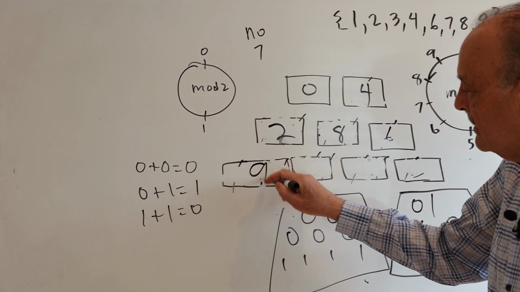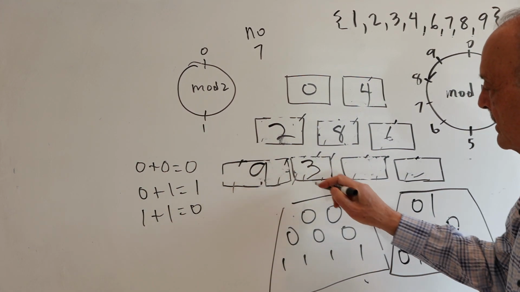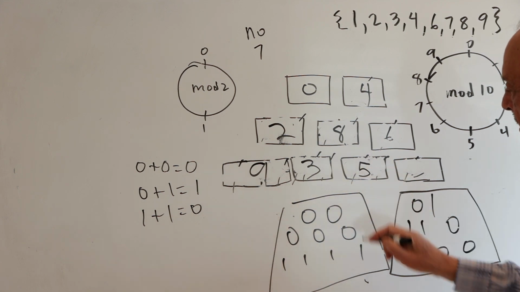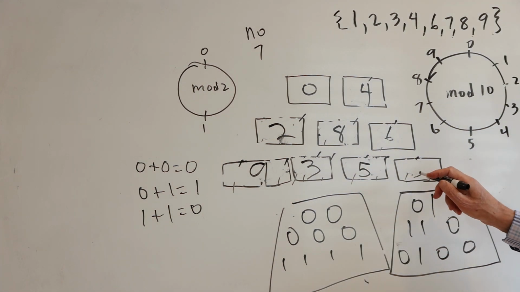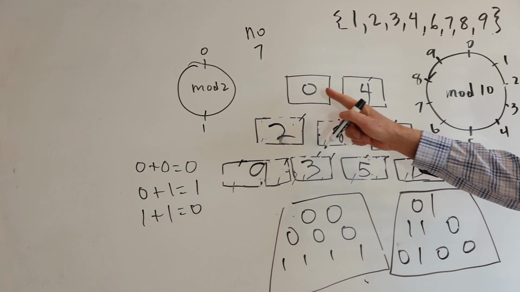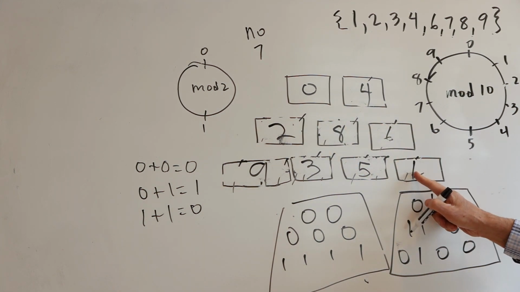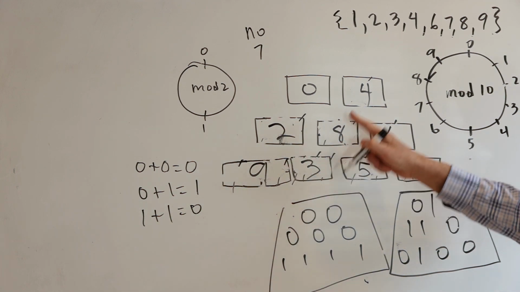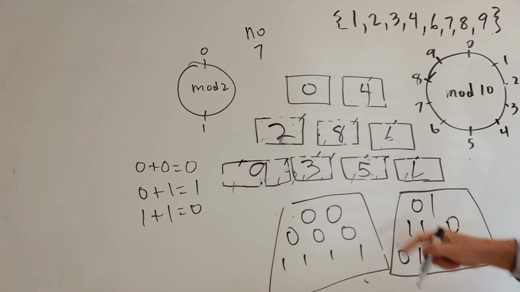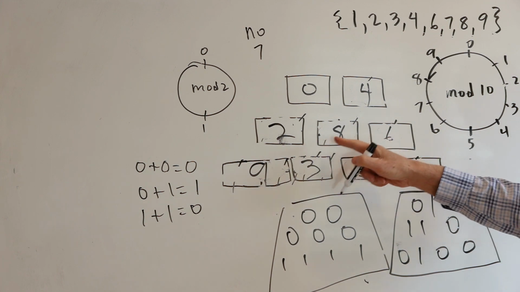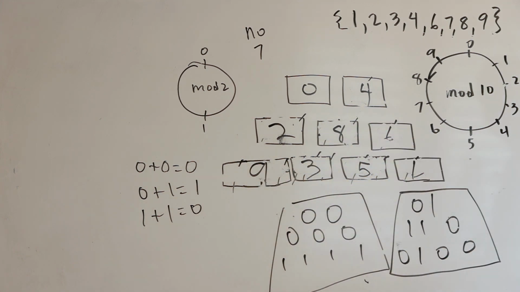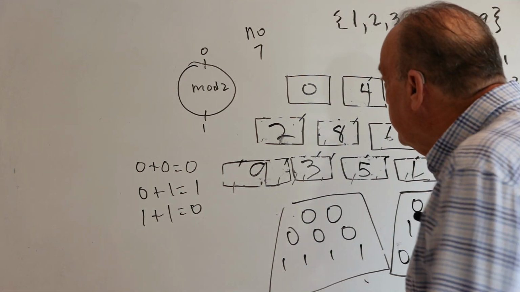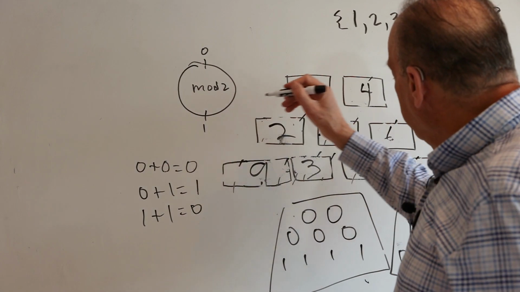So I put 9 there. This will be 3. This will be 5. And this will be 1. And let's see if that's a solution. So I've got 0, 1, 2, 3, 4, 5, 6, no 7, 8, and 9. So we found a solution. Now let's write that down. So we have a bottom row of 9, 3, 5, 1.